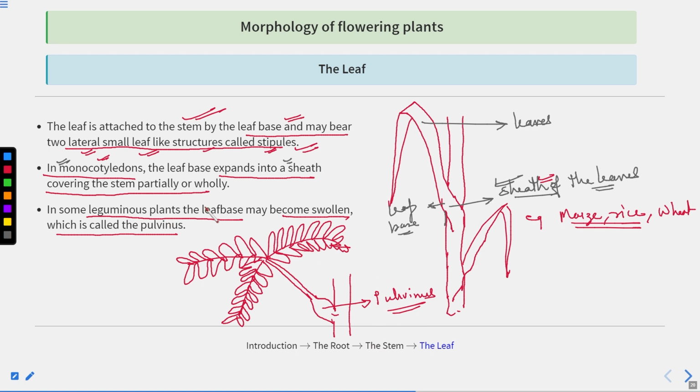In some leguminous plants, the leaf base may become swollen. So here you can see the leaf base is swollen and it is called a pulvinus. And this we see in some of the leguminous plants. The best example is Mimosa pudica. As you touch the leaf of this plant, its leaves close, and that is why it is called the chhui mui plant in Hindi. So the pulvinus is a very important feature of this type of plant.